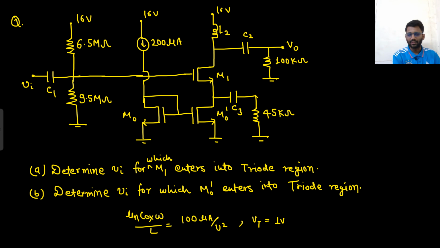Let's move towards the next question. Here in this question, this is a very interesting one. Mu n Cox W by L, Vt value, all these things are given. You need to determine the value of Vin for which M1 enters into triode region.